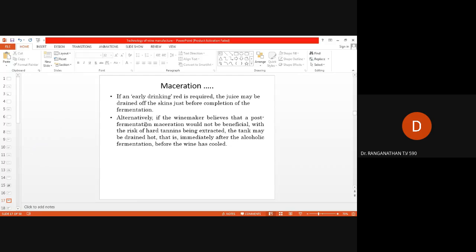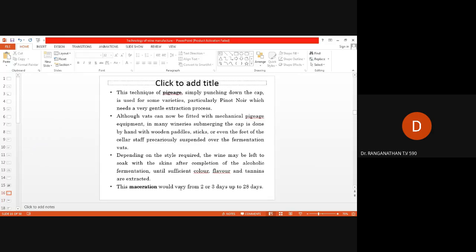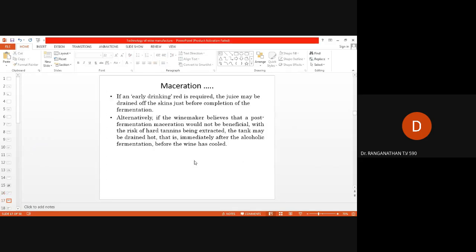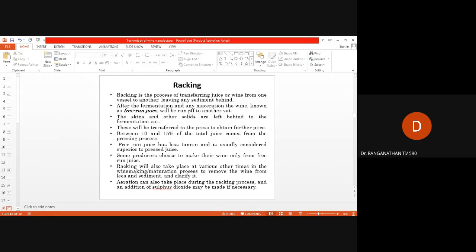This is the first step of fermentation. The maceration will vary from 2 or 3 days up to 28 days. During the course of fermentation, there is an extraction of skin material, which includes pectin, the breakdown of sugars, and also extraction of color. So this can take anywhere from 2 to 28 days. During this process of fermentation, color along with the tannins are extracted, because tannins, again, are polyphenols in nature. After this, you have the process of racking.